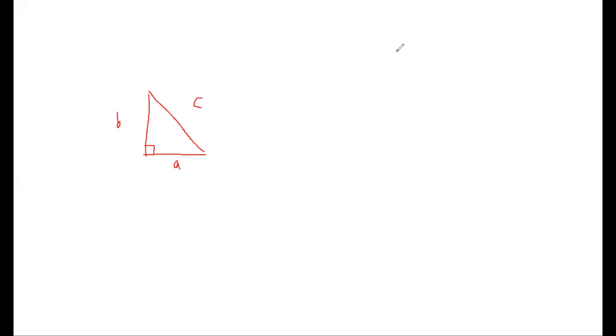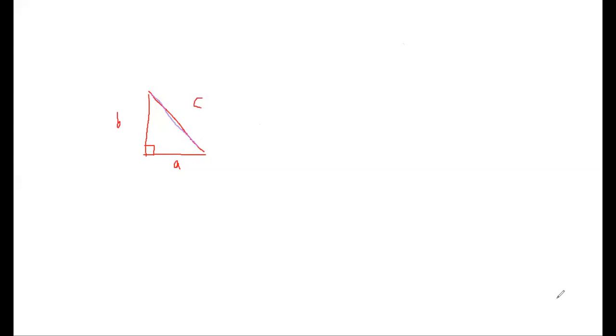Yes, which side A, B or C is named as hypotenuse? The longest side of the right angle triangle. You can type in the chat and tell me. C, yes. So this side, the C side, is known as hypotenuse.